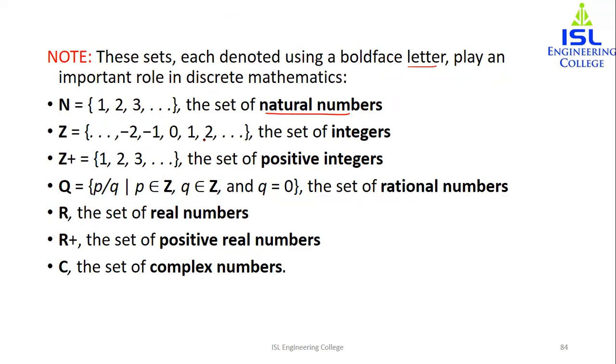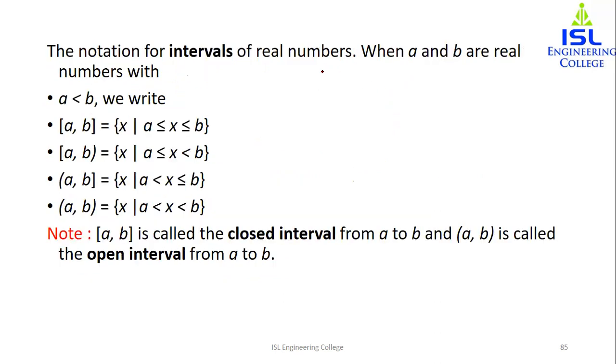Now the next is the set of integers, which includes both negative and positive numbers. Then we have positive integers denoted by Z plus, rational numbers which are in fractional form, then the set of real numbers, positive real numbers, and complex numbers. Okay, this is not to be remembered, it is just for information that these are the sets usually used in our subject.